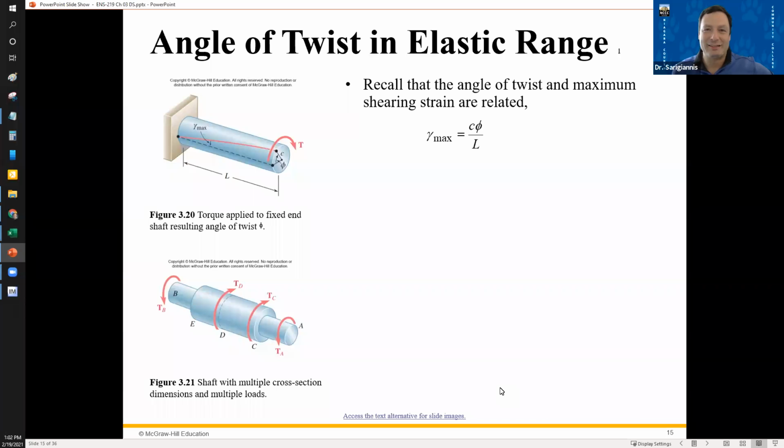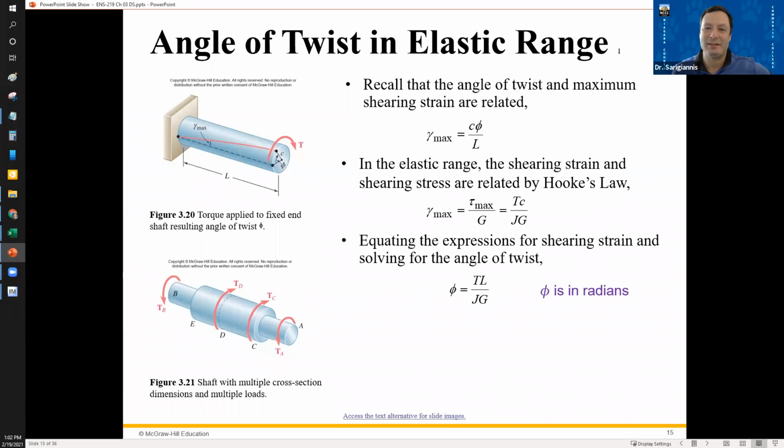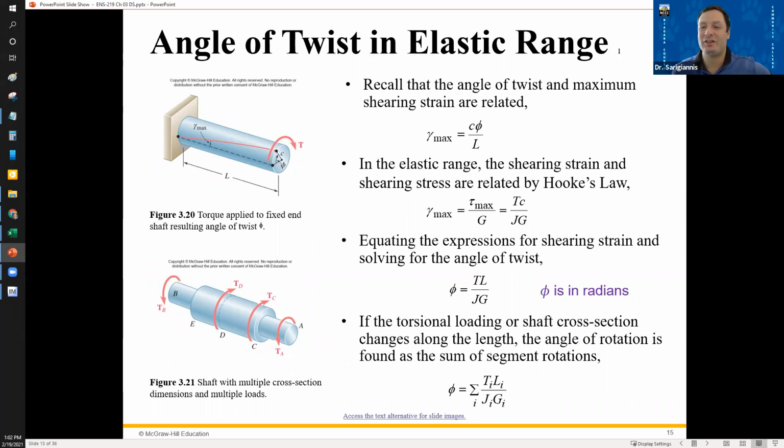All right, so we left off last time around here, angle of twist. And again, this is only valid in the elastic range, right? Because the stiffness, the modulus here, is calculated in the elastic range. This is where it comes from. It comes from doing shear modulus in the elastic range.